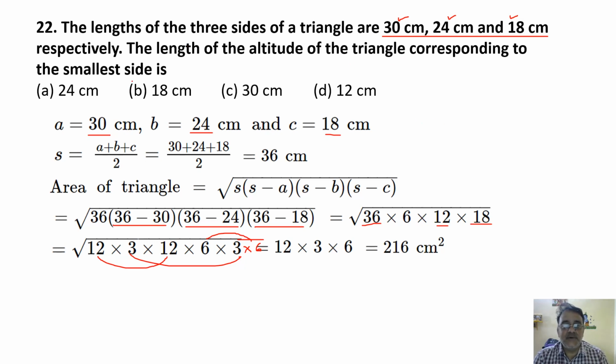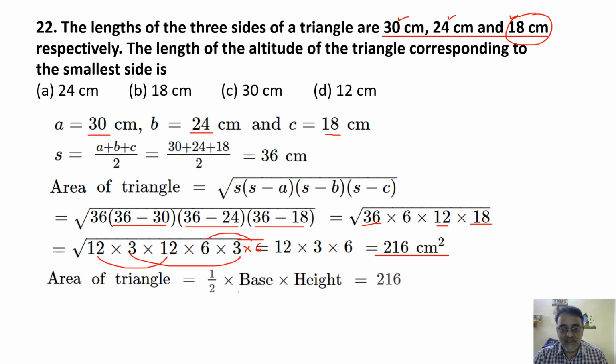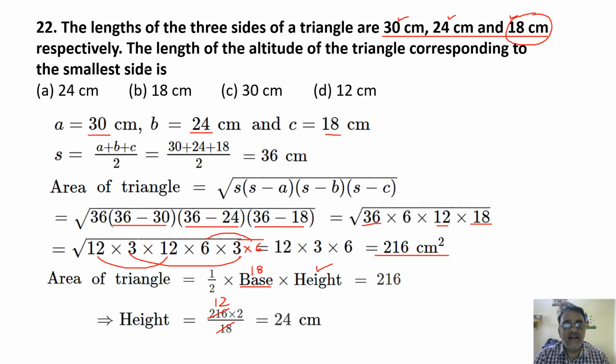Now we have to find the length of the altitude corresponding to the smallest side, and the smallest side here is 18. So 18 के corresponding to altitude निकालना है. So half into base into height will be equals to 216. Base is 18, we have to find height. ठीक है, base कितना है 18. So height हो जाएगा 216 into 2 upon 18. So 216 we can cancel it by 18. We are getting 12. So 12 into 2 is 24. And the correct option is option A.